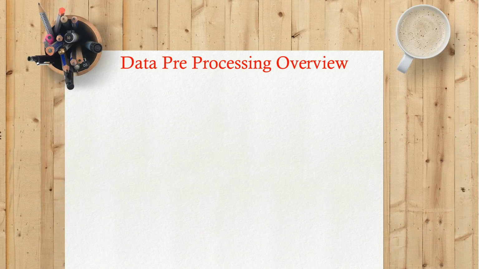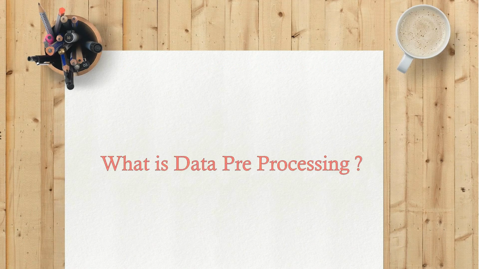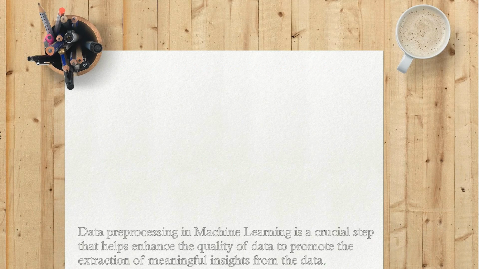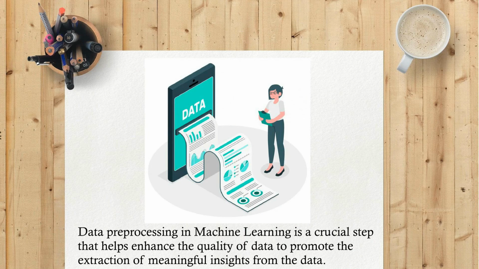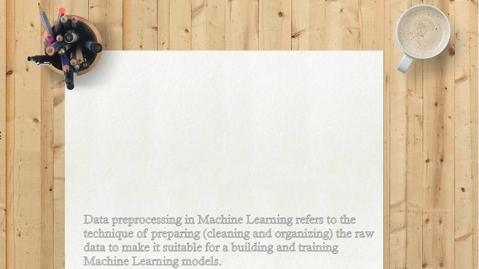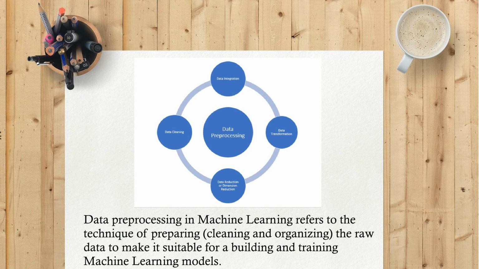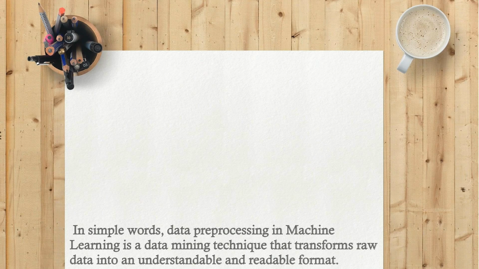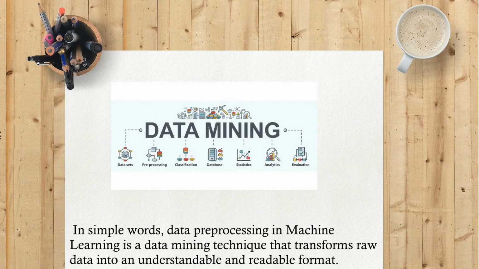Data pre-processing overview. What is data pre-processing? Data pre-processing in machine learning is a crucial step that helps enhance the quality of data to promote the extraction of meaningful insights from the data. Data pre-processing in machine learning refers to the technique of preparing, cleaning, and organizing the raw data to make it suitable for building and training machine learning models. In simple words, data pre-processing in machine learning is a data mining technique that transforms raw data into an understandable and readable format.